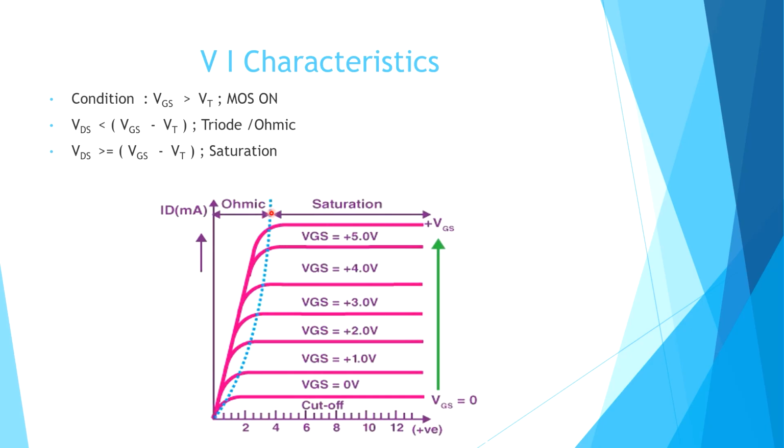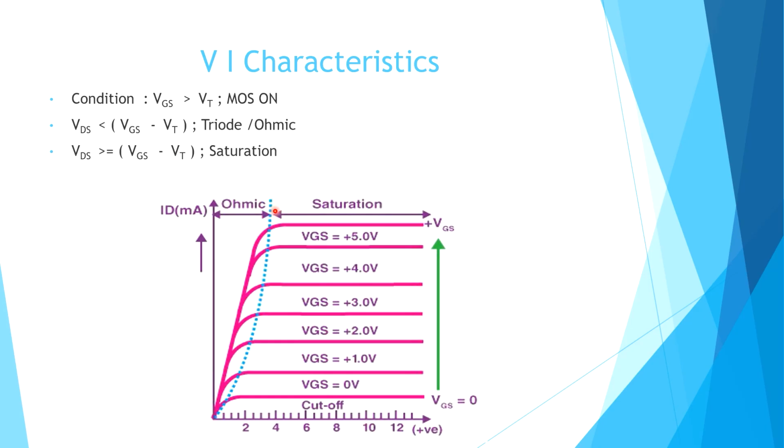In the saturation region, the main application is as an amplifier, any power amplifier or voltage amplifier, such as in audio circuits. It acts as an audio amplifier. All the amplification takes place in the saturation region. So the condition is VDS is greater than or equal to VGS minus VT.